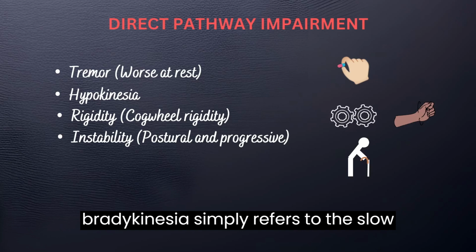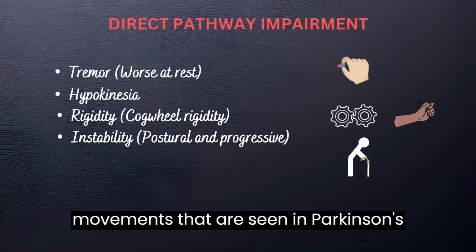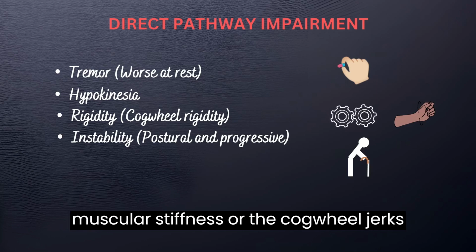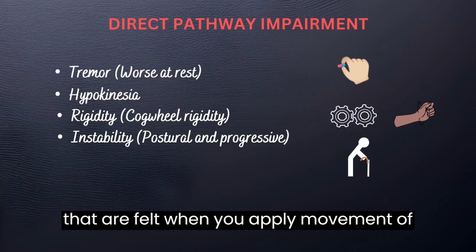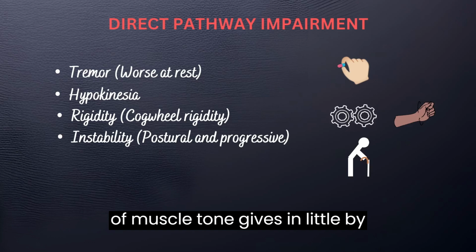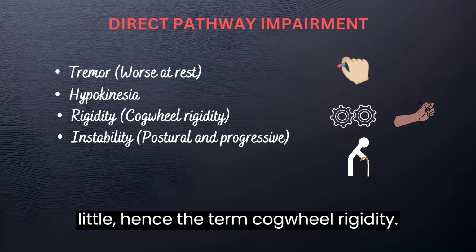Hypokinesia or bradykinesia simply refers to the slow movements that are seen in Parkinson's disease. Cogwheel rigidity is the muscular stiffness or the cogwheel jerks that are felt when you apply movement of passive extension or flexion. This type of muscle tone gives in little by little, hence the term cogwheel rigidity.